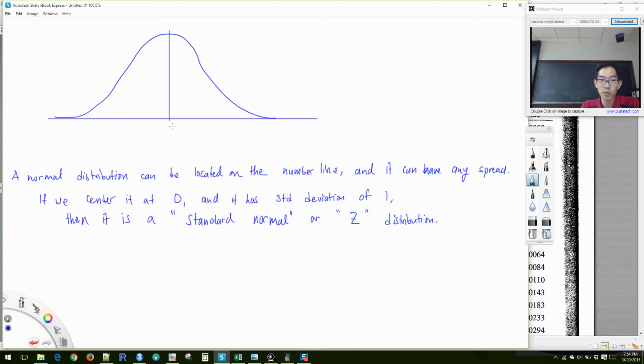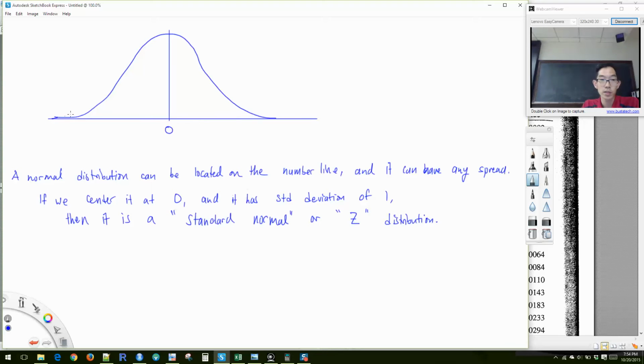So what number goes right here in the middle? 0, right? So it's centered at 0. So that means everything to the right is positive values and everything to the left is what? Negative values, okay?